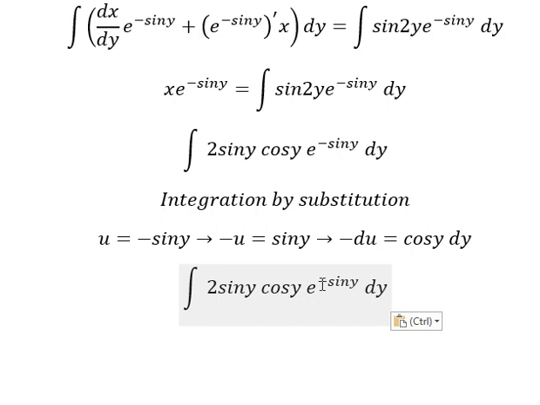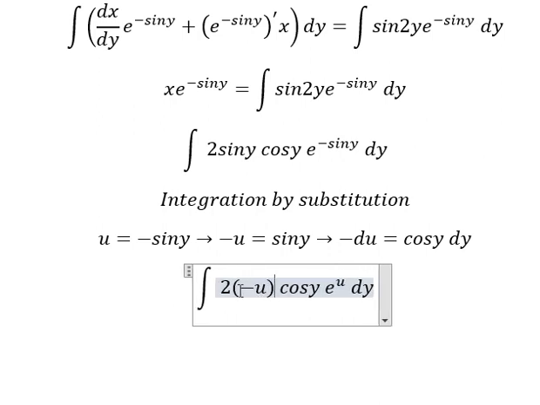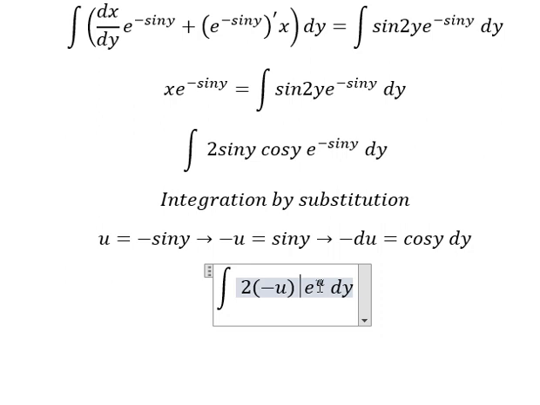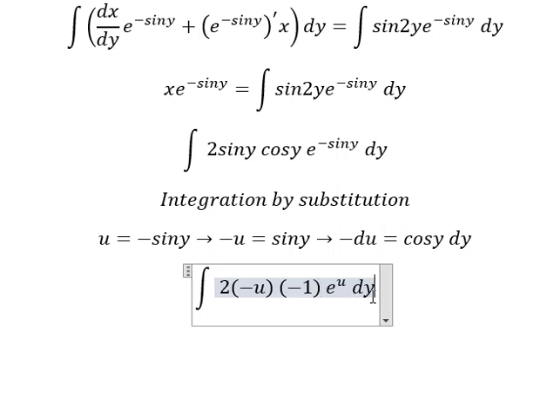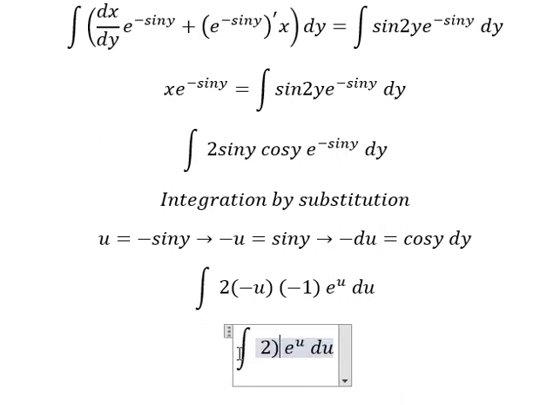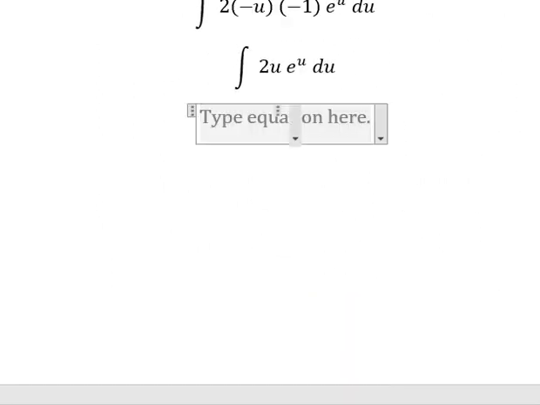So this one we change for u, sine y we change for negative u, cosine y dy we change for negative du. So I will put negative 1. So negative and negative, we have positive. And now we can use integration by parts.